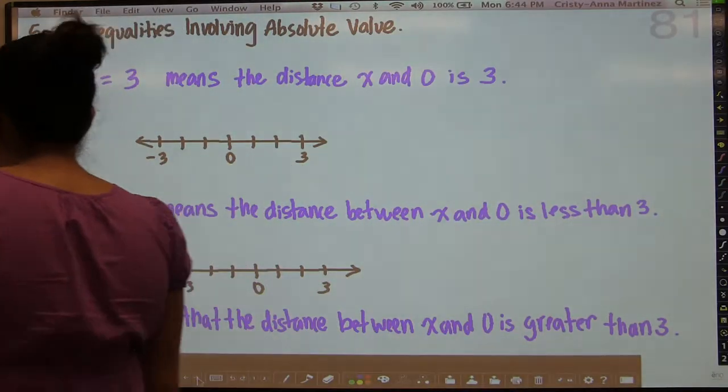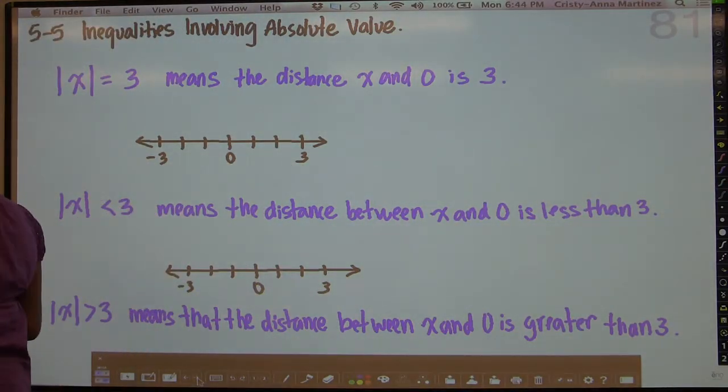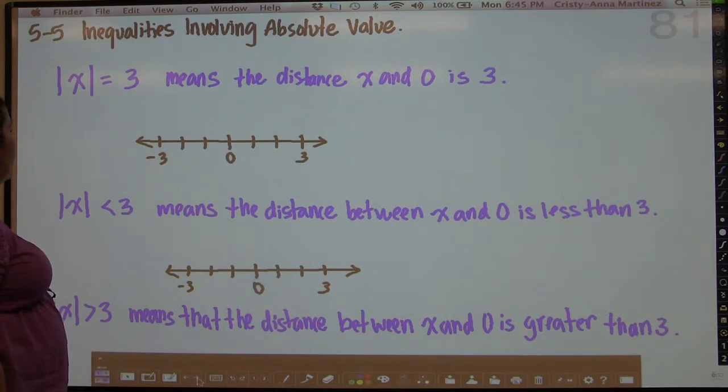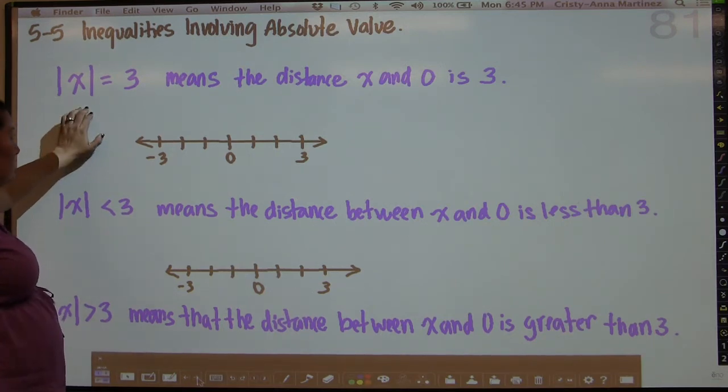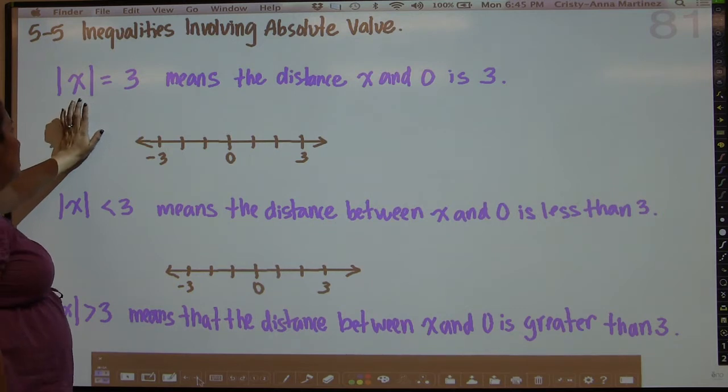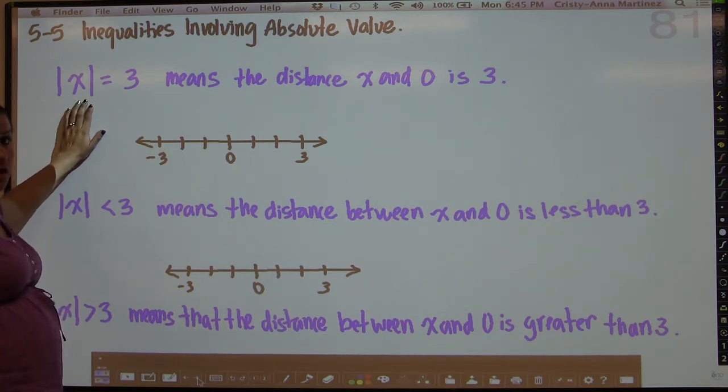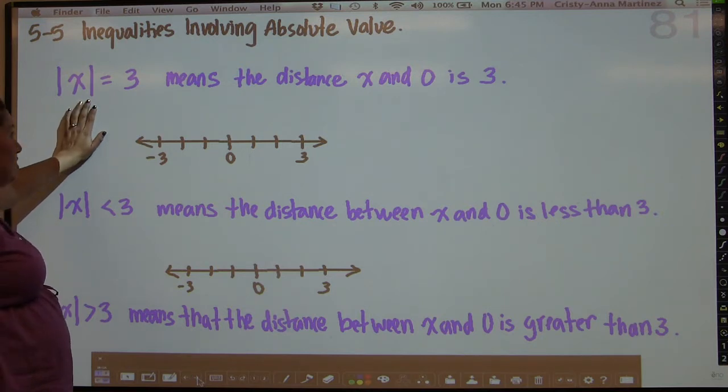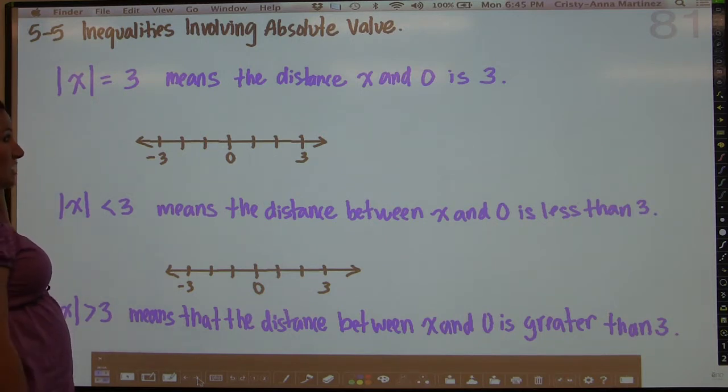And first thing I want to do is remind you of what absolute value actually means. So we'll start with an equation, even though today we're talking about inequalities. I want to start with equations to remind you that an equation that says the absolute value of x equals 3, if you were to solve this equation, means that they're looking for numbers, the x, where the distance between x and 0 is 3.